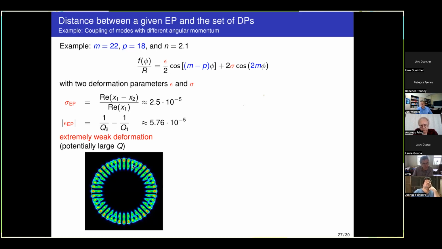So if you look at the mode here, and I hope you can see the boundary, it's not a circle. It's a circle plus a very weak deformation. You cannot see the deformation.